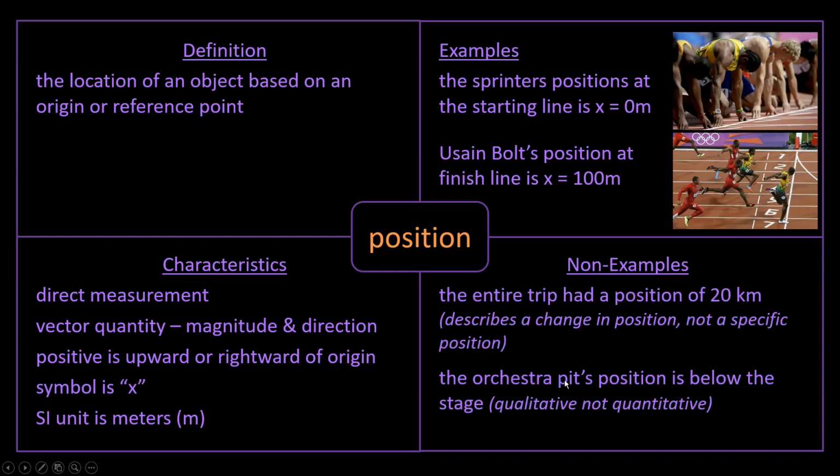And let's look at some non-examples. The entire trip had a position of 20 kilometers. This describes a change in position. The 20 kilometers is a change in position, not a specific position. And the orchestra pit's location is below the stage. This is the description of a location, but it's a qualitative description, not quantitative.